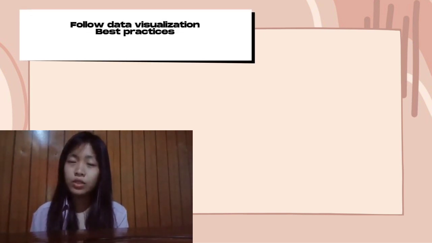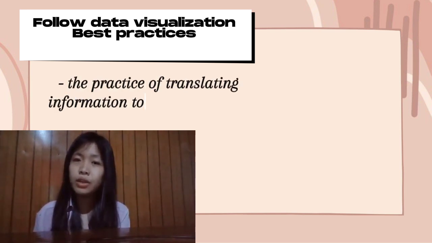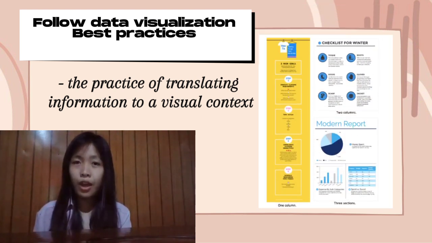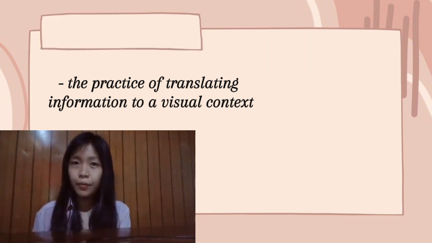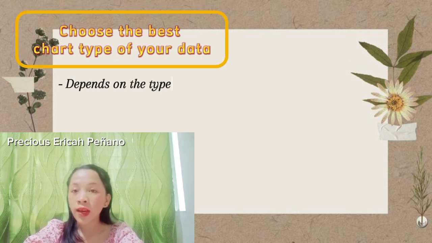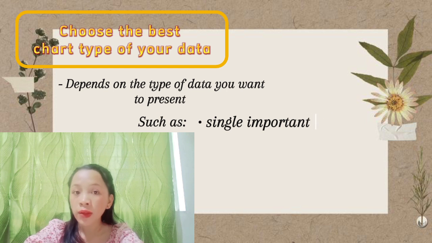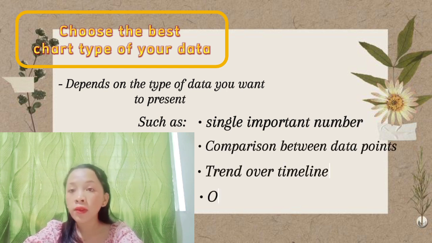Follow data visualization best practices. Data visualization is the practice of translating information into a visual context such as a map or graph to make data easier for the human brain to understand and pull insight from. Choose the best types for your data. It depends on the type of data you want to present, such as a single important number, comparison between data points, trend over time, or outlier.